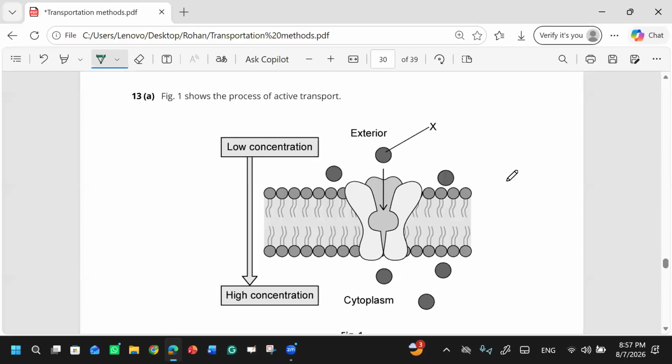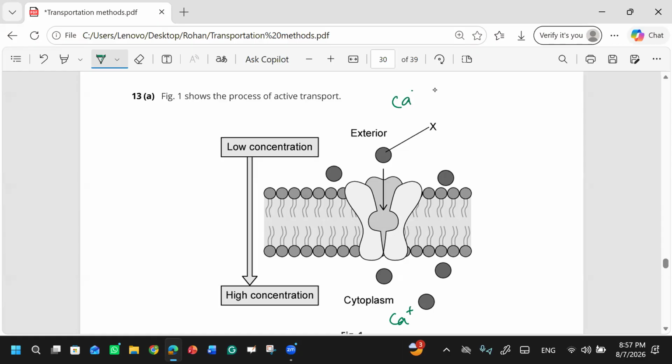I told you examples of the ions, like the sodium ion, potassium ion, calcium ion. Remember? These are the ions which cannot pass via the diffusion process. Sometimes they can pass naturally, but sometimes when there is low concentration inside, active transport moves them from low to high, right?